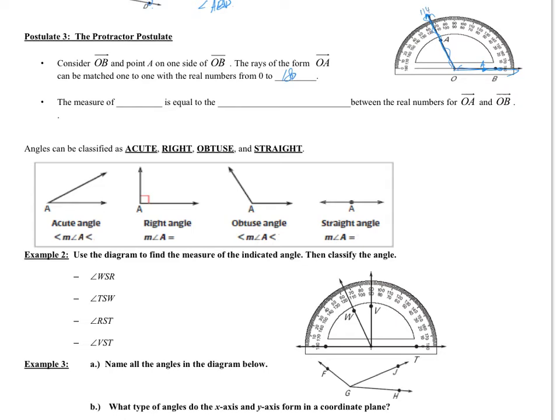114 degrees, I'm thinking. Okay, so the measure of angle AOB is equal to the absolute value of the difference between the real numbers for ray OA, so let's say if this is really 114 degrees, and ray OB, 0 degrees. So if I were to take the difference between these two, it has to be the absolute value, which is 114 degrees.